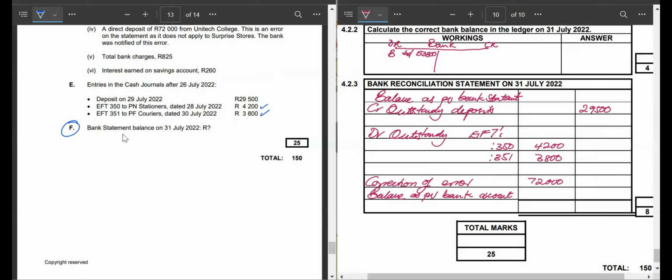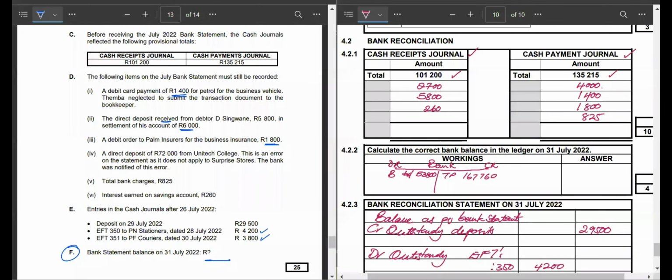I'm then told the bank statement balance is that. So let's start right from the top. Now that we are done with our information F here, we come and totalize our CRJ. You can see our CRJ here. It will be 109,900.